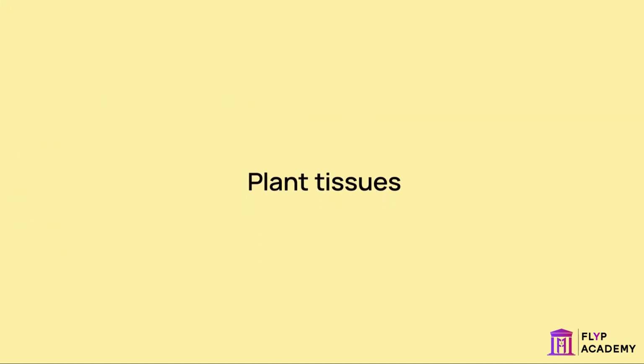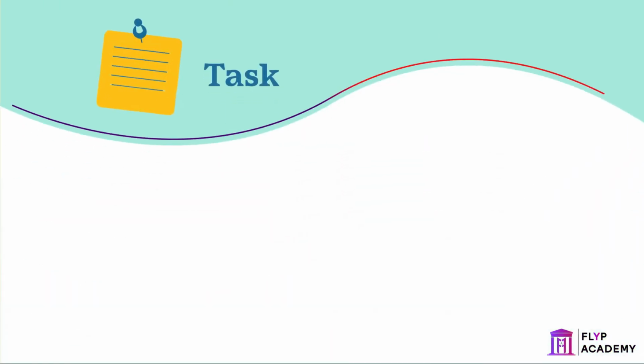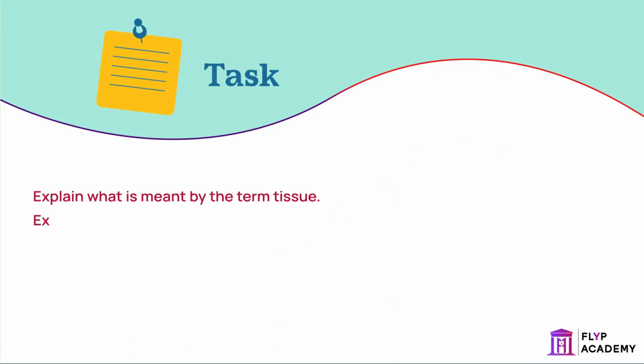Welcome to our lesson on plant tissues. Plants, like animals, are made of cells, and those cells work together to perform specific functions. Groups of similar cells are called tissues. Task. Explain what is meant by the term tissue. Extension. Explain what is meant by the term organ.